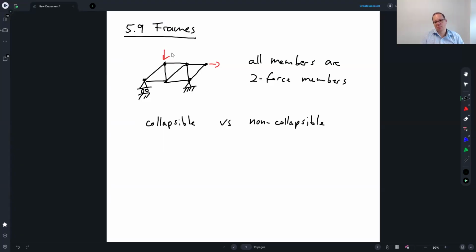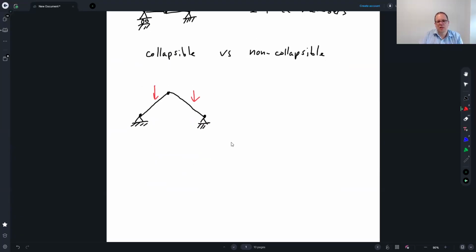What do we mean by collapsible and non-collapsible? Let's think about something that looks like this. Very simple frame. We have a member here, and then there's a connector at the top, some pin or something, and then we have a hinge here and a hinge there. That would be my frame. Let's put some loads on there, and there. Something pretty straightforward.